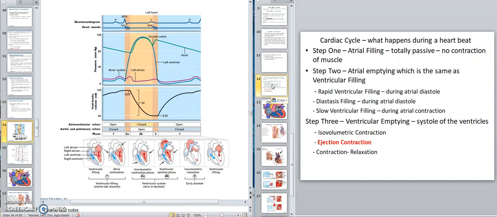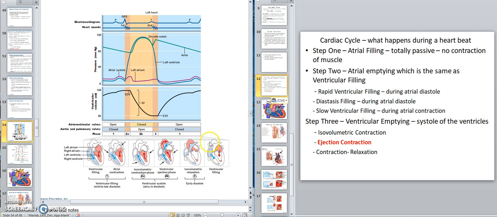So then we have ejection contraction. That's the whole reason the heart's in the chest. And what will happen is blood will just rush out. Ejection contraction. And that blood then on the left side would go into the aorta and on the right side into the pulmonary trunk. And then things will relax, but you still are contracted. So you're contracted, but you're still coming back. So we'll call it contraction relaxation. And then the whole job starts again. All right. So that's what we're looking at.